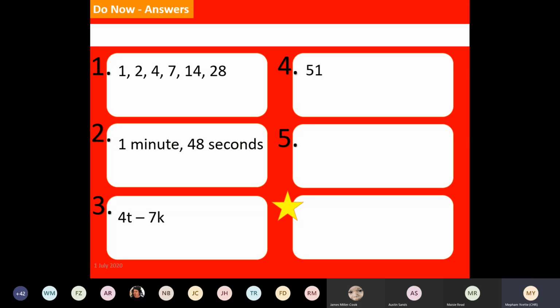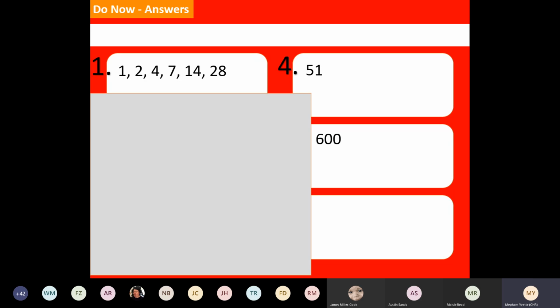5. What is the LCM of 24 and 300? We should have 600. Bearing in mind this question probably would have taken a bit longer to do, but that is absolutely fine. LCM stands for lowest common multiple. So remember in class what we would have done is we would have made these numbers as a product of their prime factors, just like so. So we're just going to whiz through this.